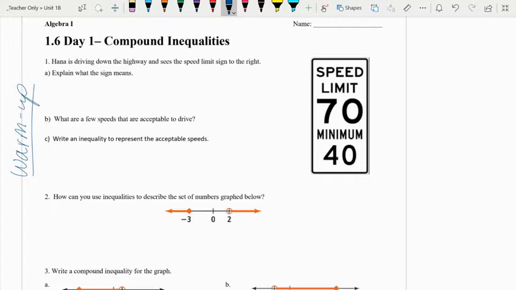So number one talks about Hannah driving down the highway, and she sees the speed limit sign to the right. The speed limit says 70 and the minimum is 40. So explain what this means. Basically, your speed has to be between 40 and 70. You can go 40 at the minimum and 70 at the maximum. What are a few speeds that are acceptable to drive?